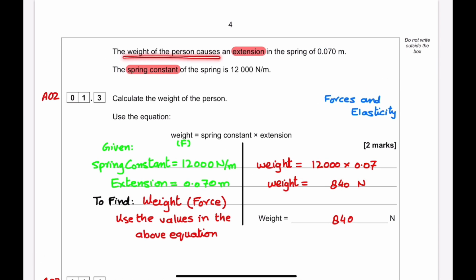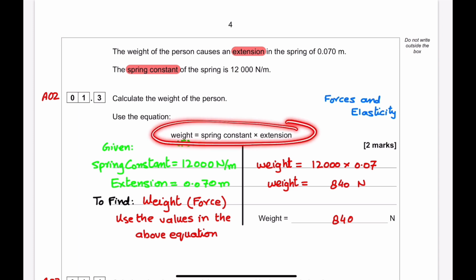The weight of the person causes an extension in the spring of 0.070 meters. The spring constant of the spring is 12,000 Newton per meter. 1.3 is an AO2 question, and this question is again from the topic of forces and elasticity. Calculate the weight of the person. The equation is already given here. The weight is equal to spring constant times extension.